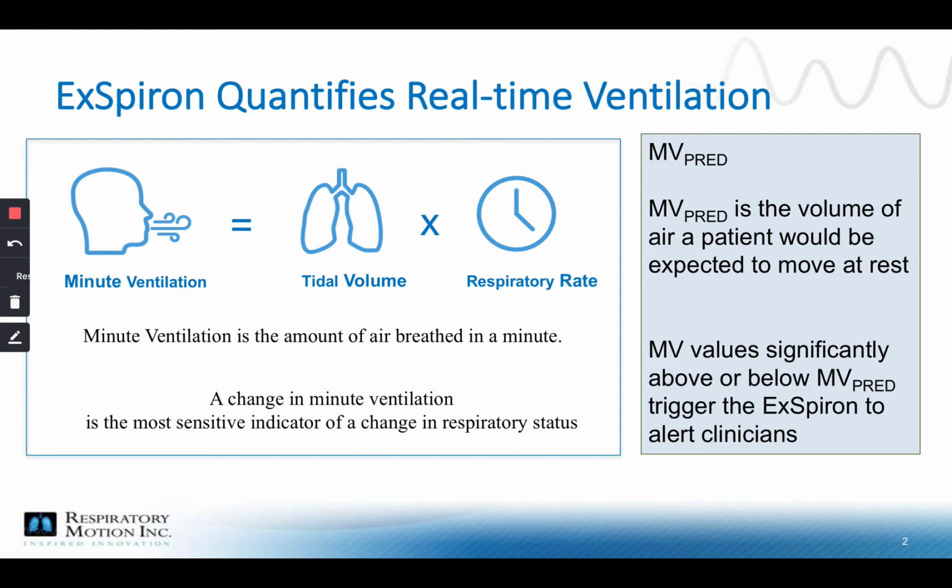You all are already aware of what minute ventilation is. Now let me introduce you to predictive minute ventilation to assess whether minute ventilation is trending abnormally. We call this minute ventilation predictive, or MV-PRED. MV-PRED is the value that is unique to ExSpiron, that is the normal minute ventilation at rest, based on a patient size and birth gender.